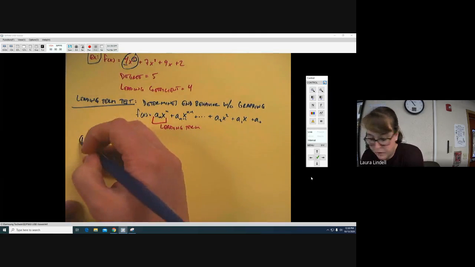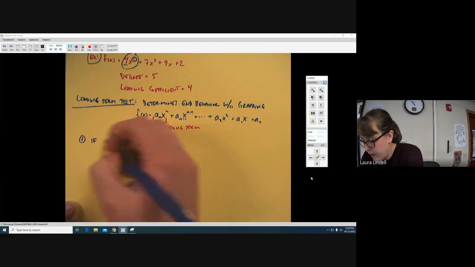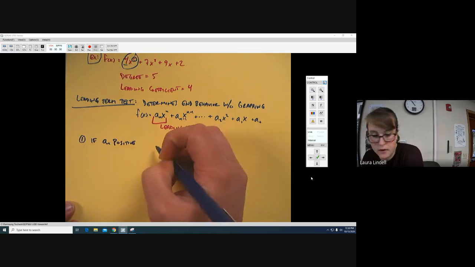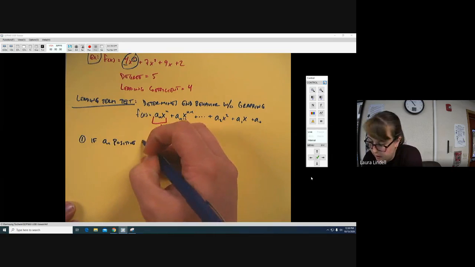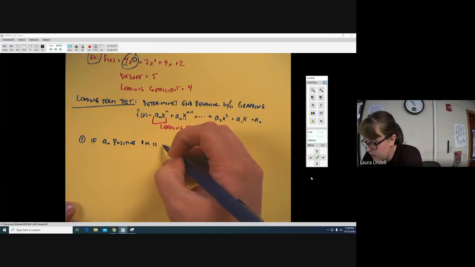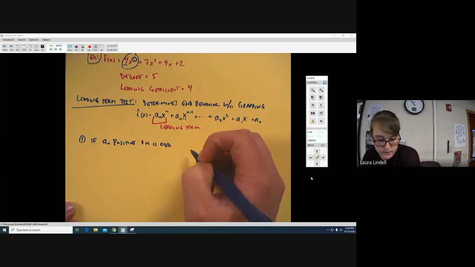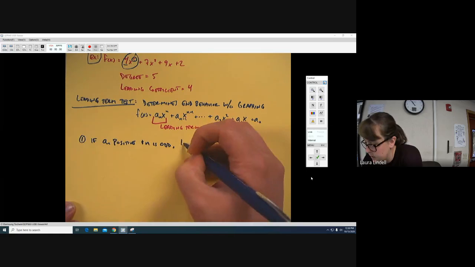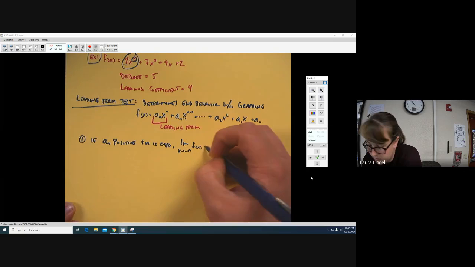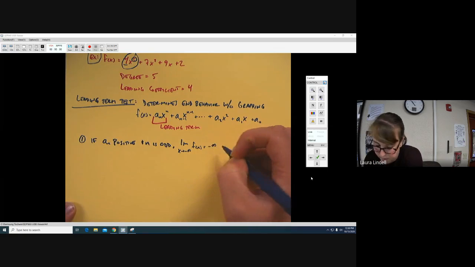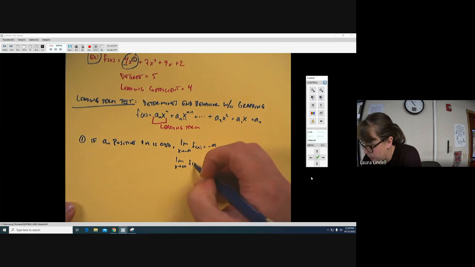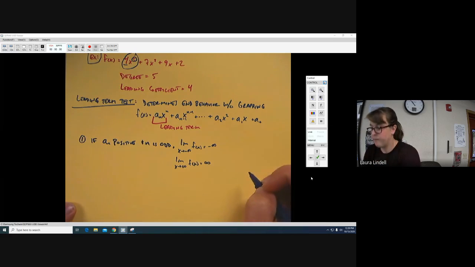The first option, if a sub n is positive, and n is odd, then it tells us something about the end behavior. It tells us that the limit as x goes to negative infinity is negative infinity, and the limit as x goes to positive infinity is positive infinity.